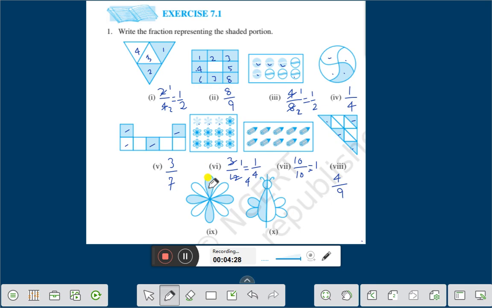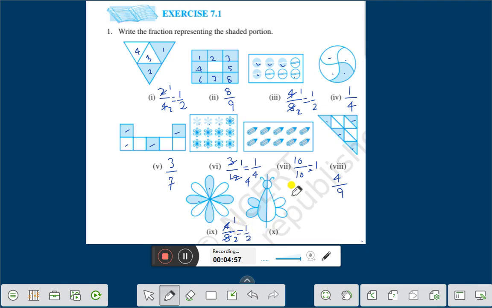Next one, how many parts are shaded? 1, 2, 3, 4. Therefore it will be 4 by how many total parts? 1, 2, 3, 4, 5, 6, 7, 8. 4 by 8. And we divide by 4, that is 4 times 1 is 4, 4 times 2 is 8. That is equal to 1 by 2.